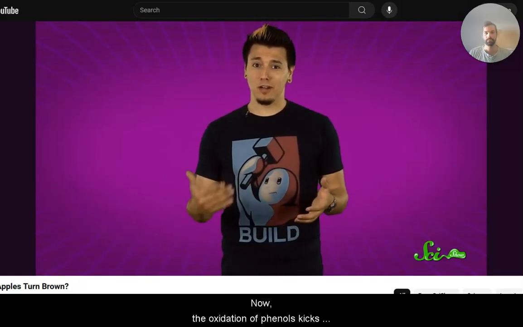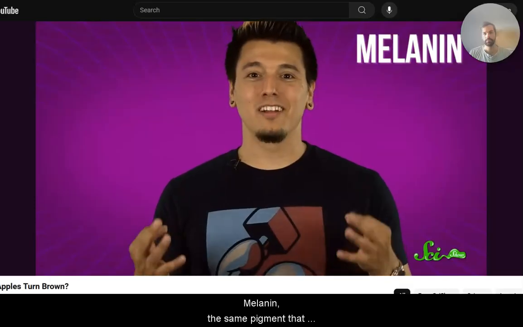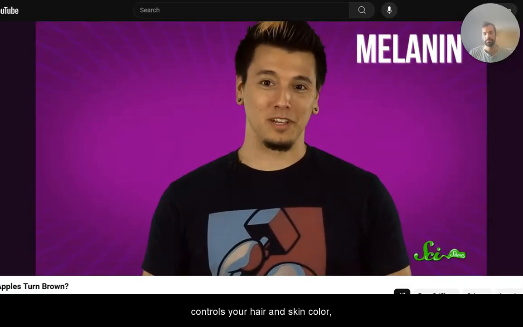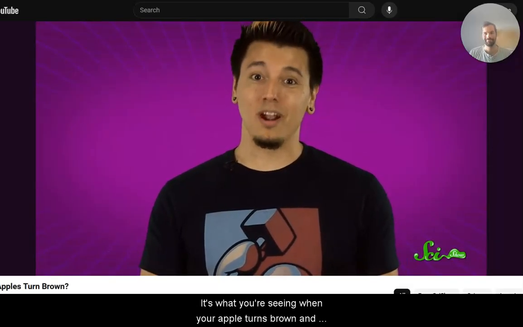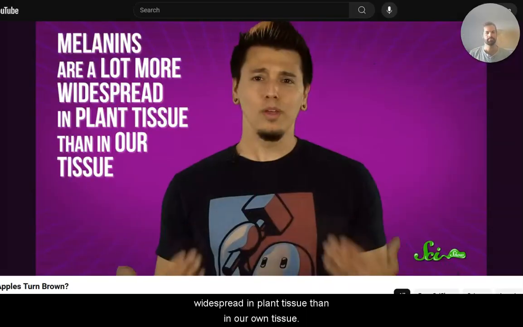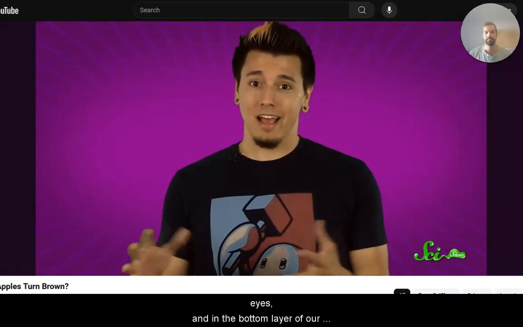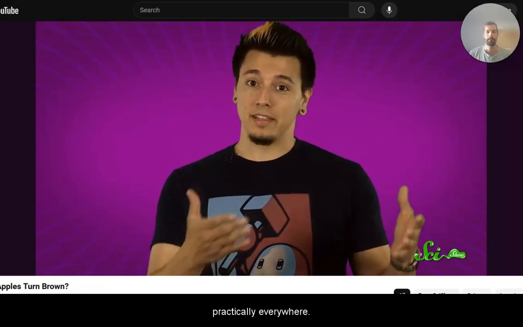Now, the oxidation of phenols kicks off a long and complicated chain reaction that ends in a protein you've probably heard of. Melanin. The same pigment that controls your hair and skin color is also produced by fruits and veggies. It's what you're seeing when your apple turns brown. And actually, melanins are a lot more widespread in plant tissue than in our own tissue. We can only really produce them in our hair, eyes, and in the bottom layer of our skin, whereas plants have them practically everywhere. And the melanin that plants make serves a different purpose.